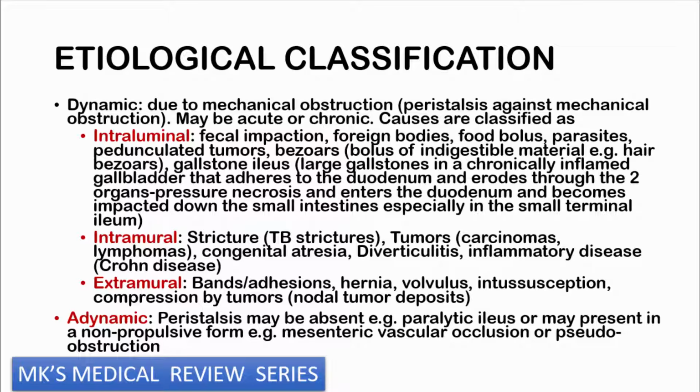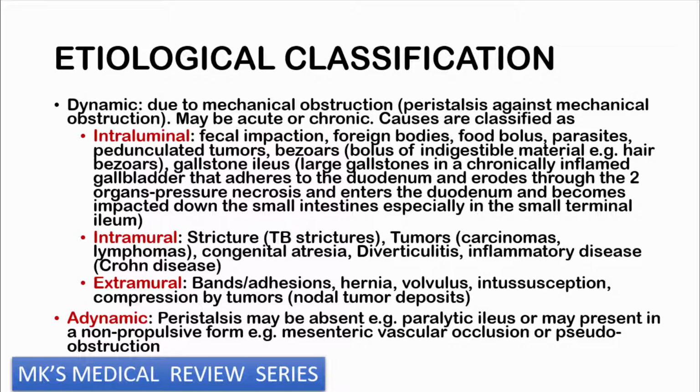Sometimes you can have diverticulitis, which is simply inflammation of the diverticula, which are outpouchings from the gut. You may also have inflammatory disease such as Crohn's disease, where you form ulcerations in the walls of the gut, and these can form strictures that can eventually block the passage of intestinal contents.